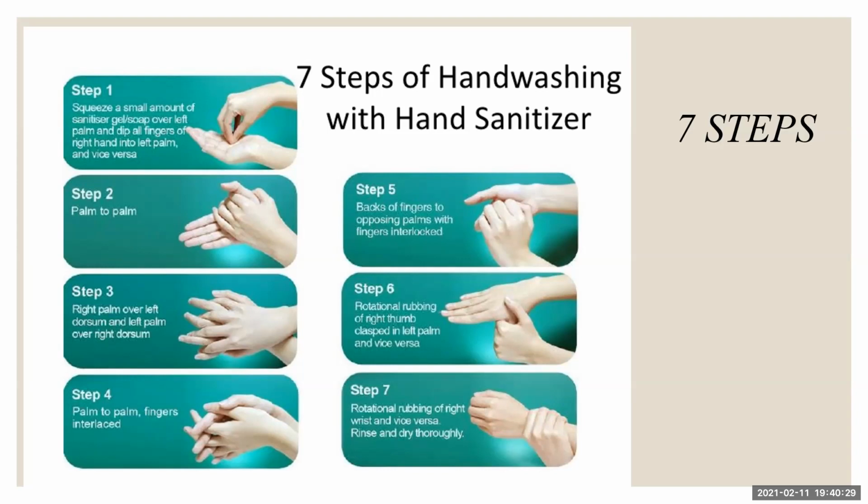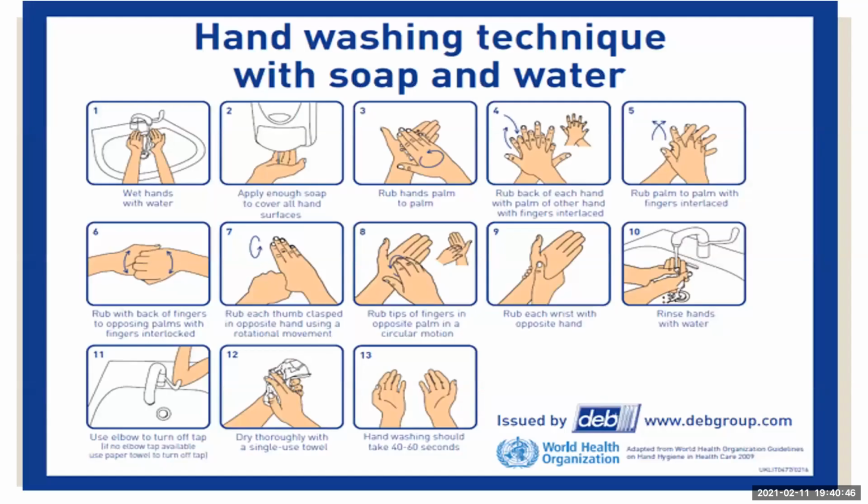Then make sure you wash the backs of the fingers with opposing palms with fingers interlocked. Number 6 is rotational rubbing of the right thumb, because this is the area that tends to be missed. The seventh step is the rotational rubbing of your wrists. After that, make sure you rinse and dry thoroughly. So this is hand washing with soap and water.